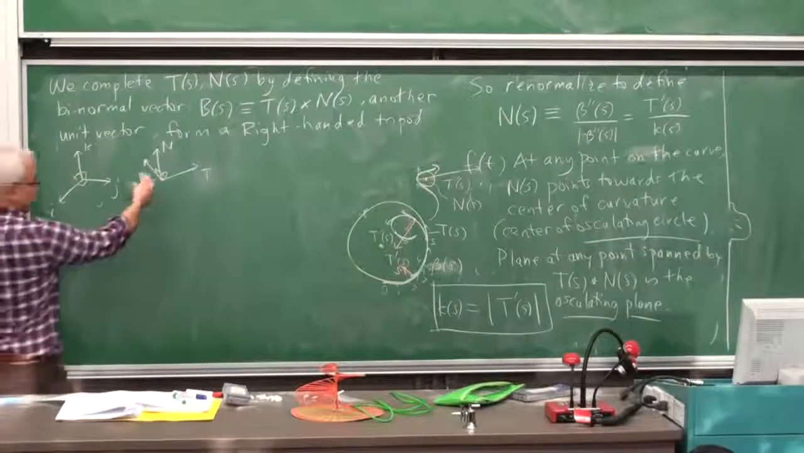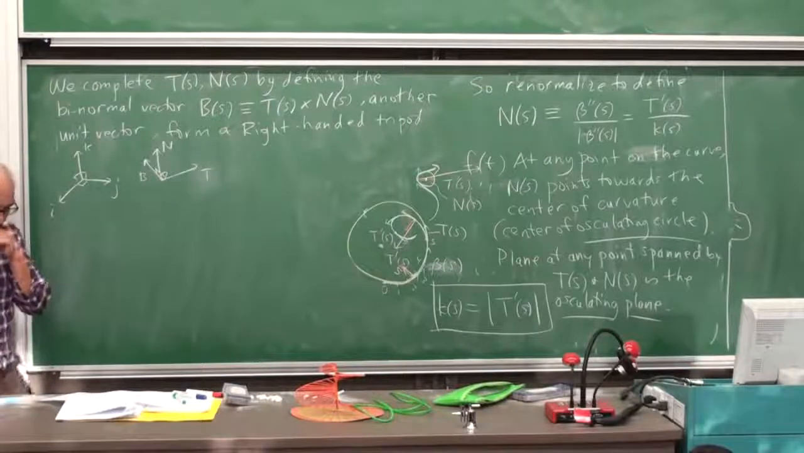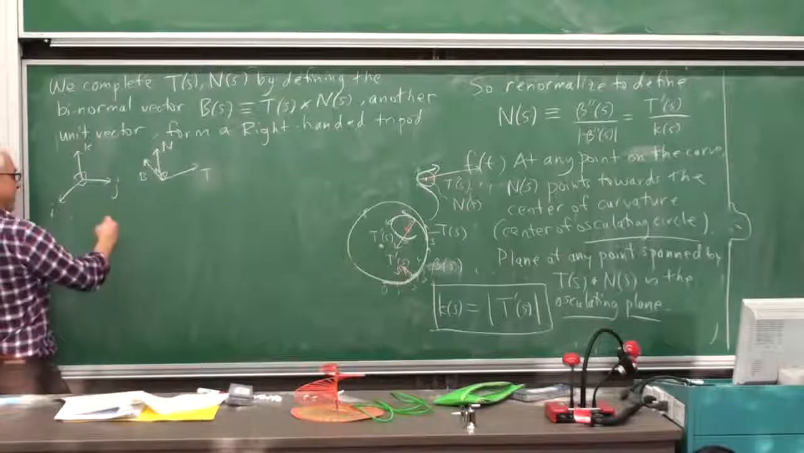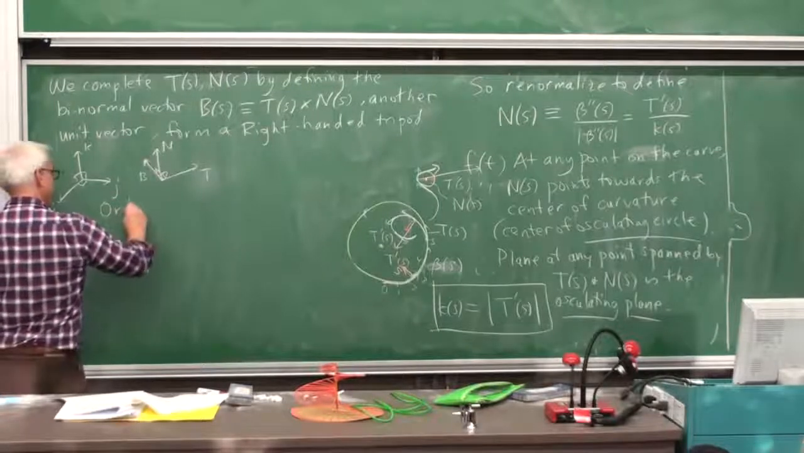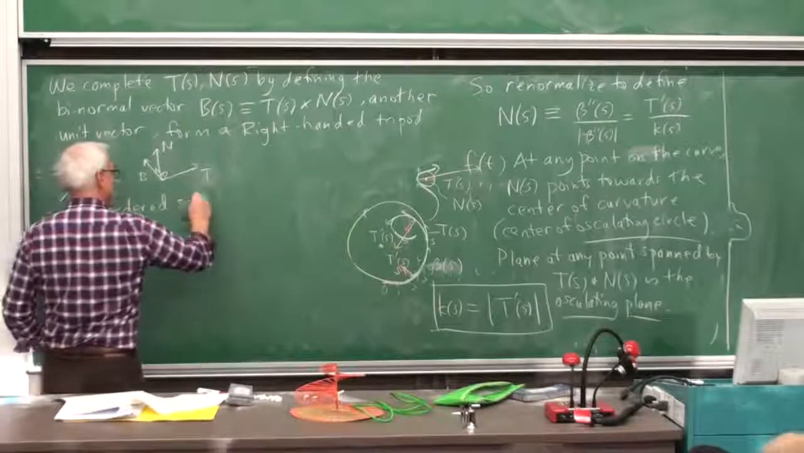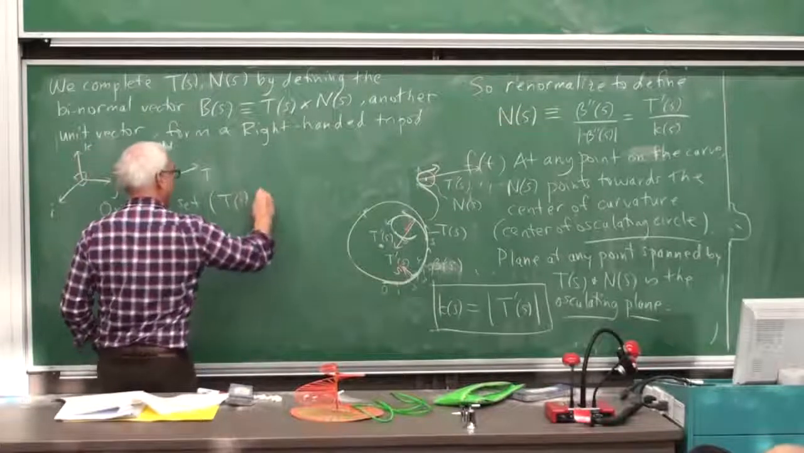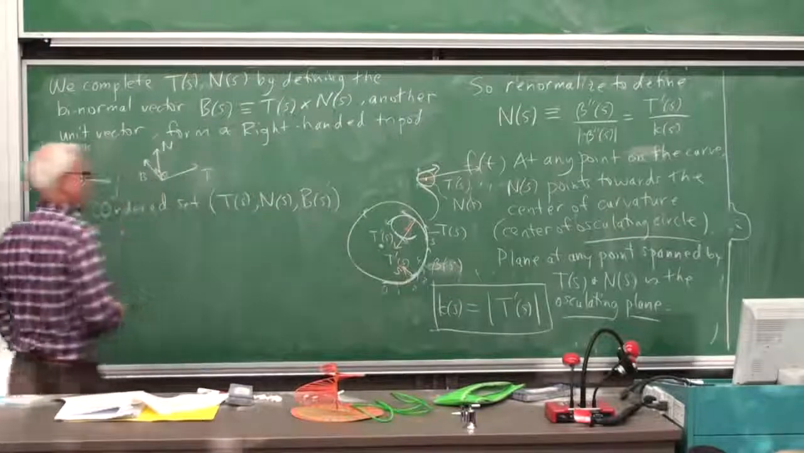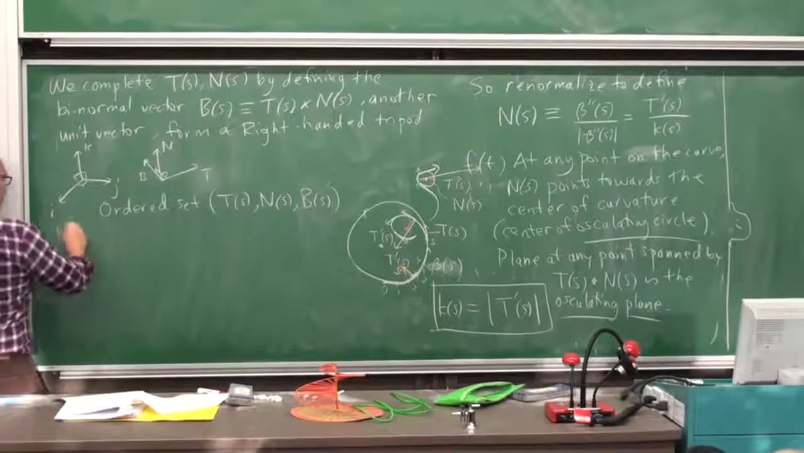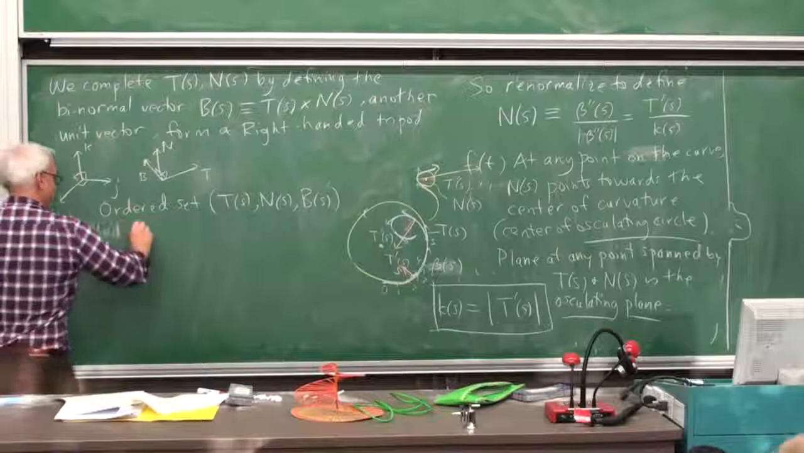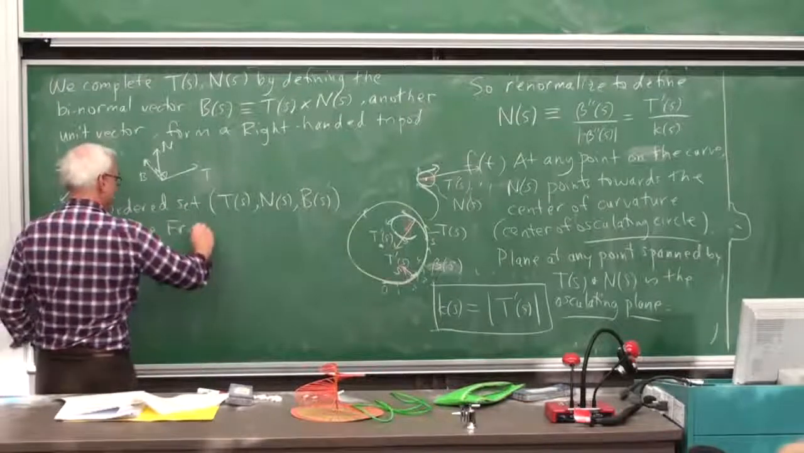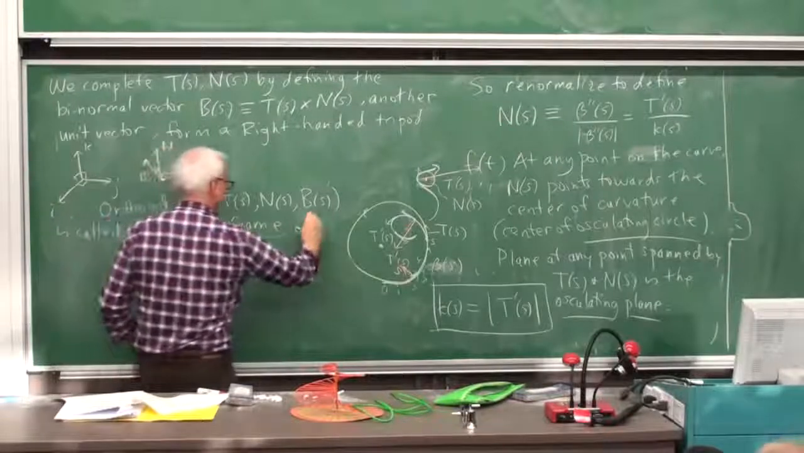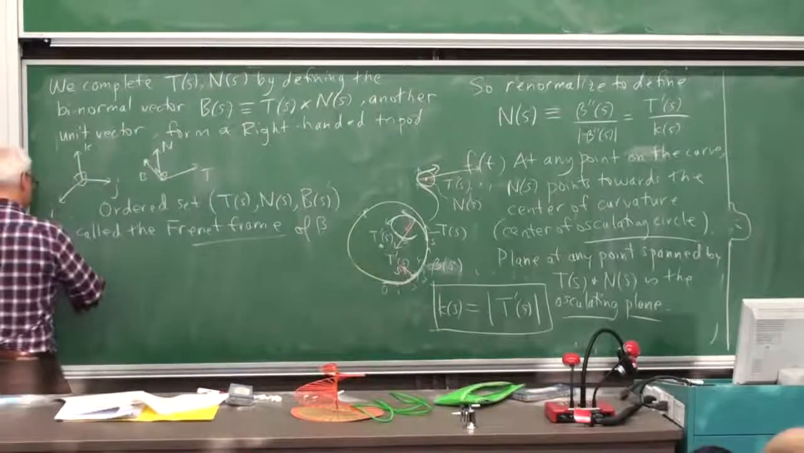Okay, and they're all supposed to be of unit length. So therefore this ordered set of vectors, T of S, N of S, and B of S, is called the Frenet frame of the curve beta at S.